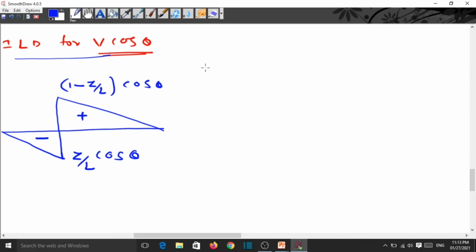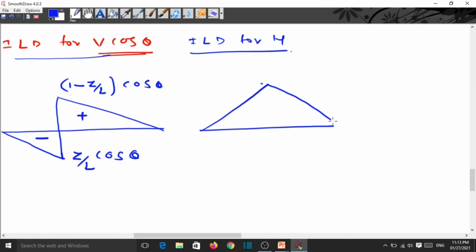Now ILD for the H, that we know. This ILD for H is like this. At center, this height is L by 4h. Now here multiply by the sin theta. So here it becomes the sin theta.